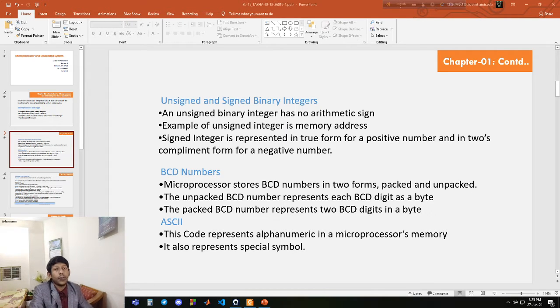And the second is BCD, binary coded decimal. There are two forms of binary coded decimals. One is packed and another is unpacked. So unpacked represents each digit as a byte and the packed represents 2 digits as a byte. And the ASCII values are alphanumeric values which represent some special symbols to process data in the microprocessor.